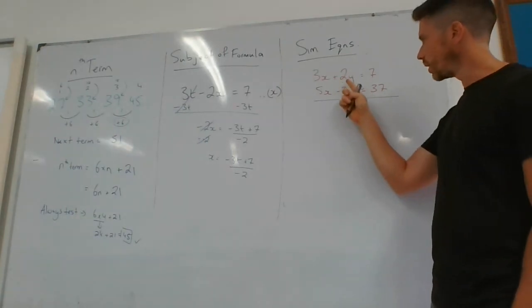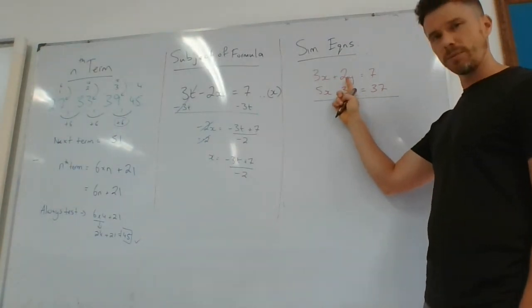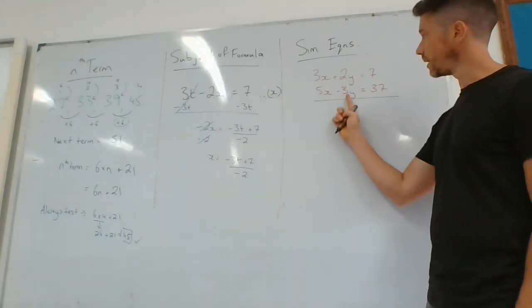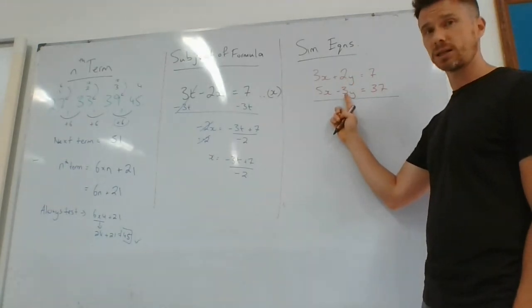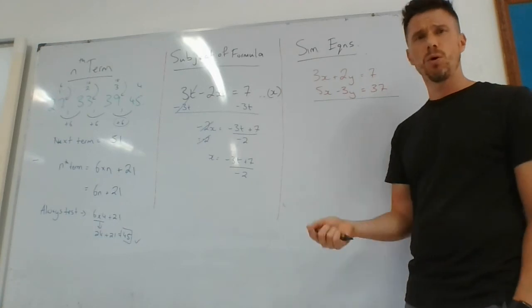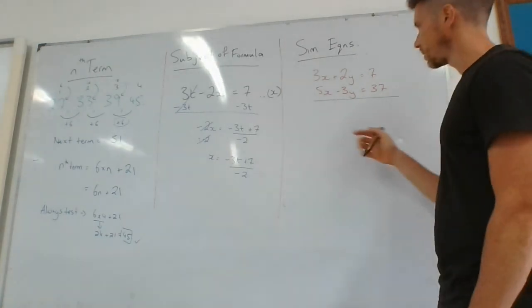Well, I'm looking at these y's. If I multiply this y by 3, I get 6y. And this y by 2, I get minus 6y. And they'd cancel each other out. That'd be no y's if I were to add. So that's what I'm going to do.